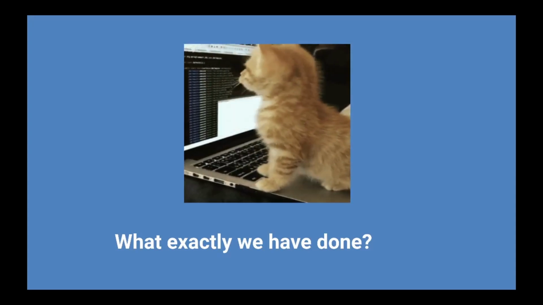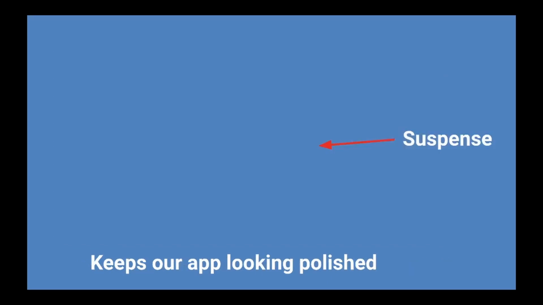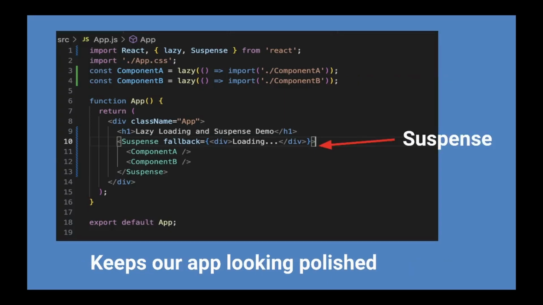So what exactly have we done? Let's start with lazy. By using lazy, we are telling React to load a component only when it's needed rather than right at the start. As we saw in our demo, the page loaded and then the component started loading. We get faster initial load times and a smoother user experience. Suspense throws up a loading sign which you could customize, letting your users know that something awesome is on its way.